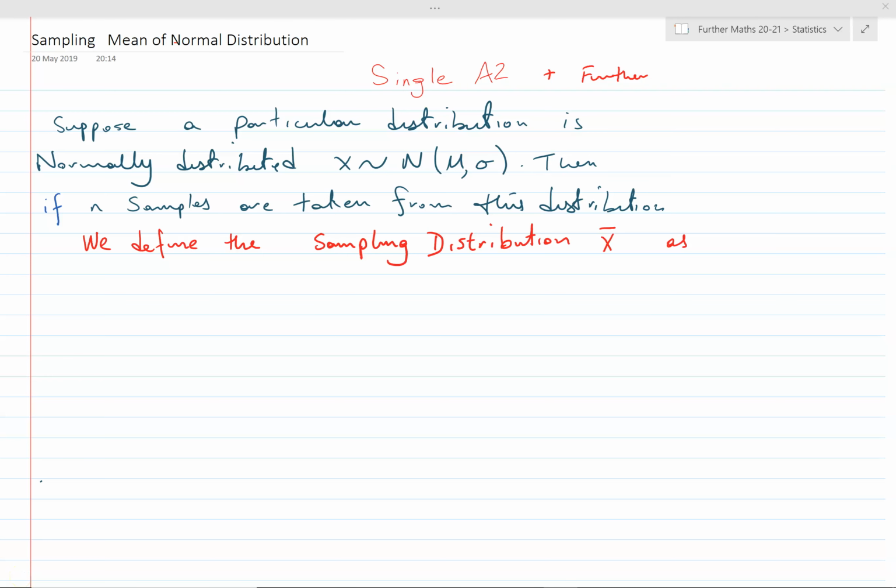Hello, in this video we're going to be talking about the sampling mean of a normal distribution, and we'll see that actually this thing called the sampling mean is itself normally distributed. The target really is for further A2 maths. However, single A2 may find this useful, but it probably goes a little bit further than you need to know. But you do need to know the principle of sampling mean of a normal distribution.